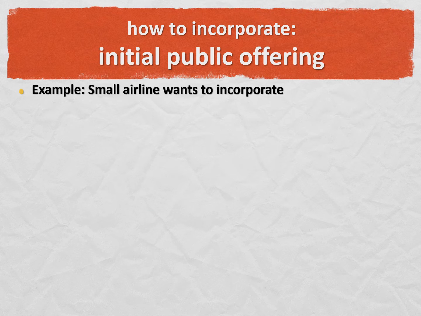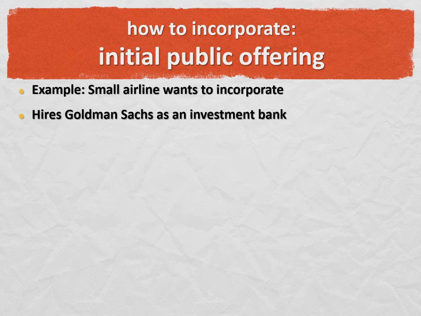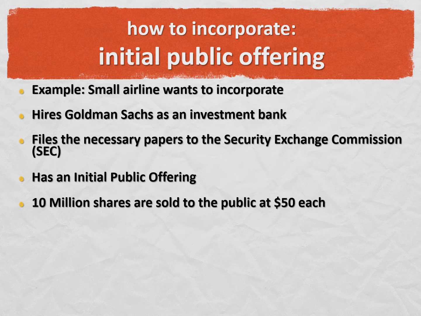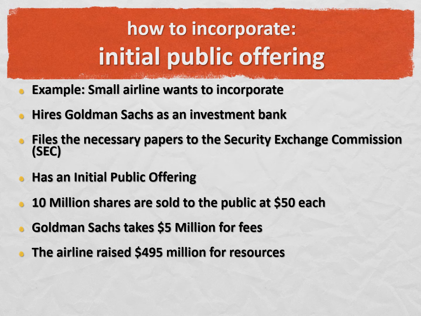So an example, all right, a small airline wants to incorporate. So they hire a bank like Goldman Sachs as an investment bank, files the necessary papers to the SEC, that's the Securities and Exchange Commission, has an initial IPO, or initial public offering. 10 million shares are sold to the public at $50 each, so that's $500 million. So Goldman Sachs takes $5 million for their fees, and the airline has $495 million to use in order to buy planes and to be able to sustain their business. See, it makes sense.